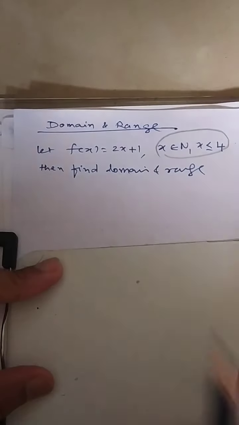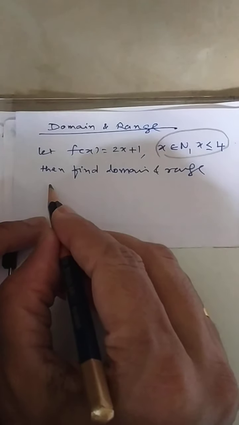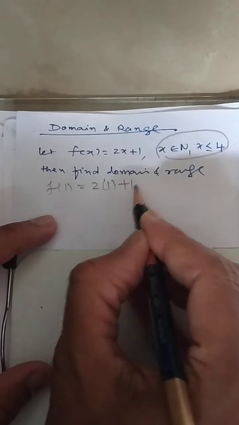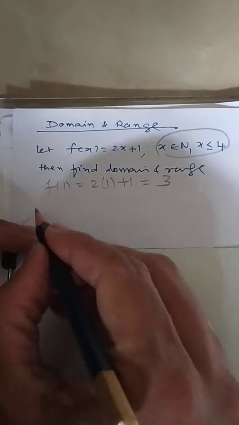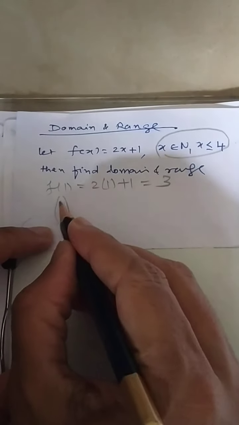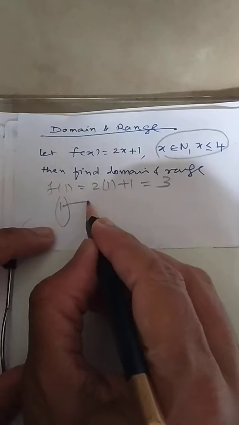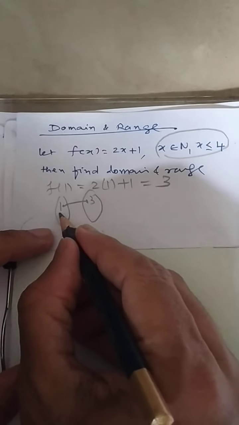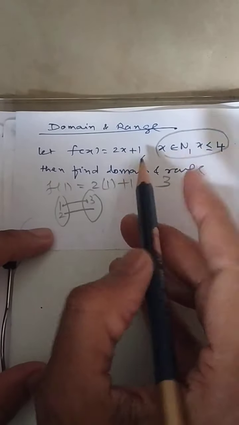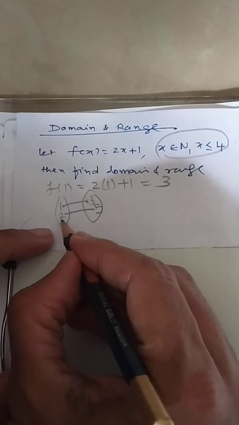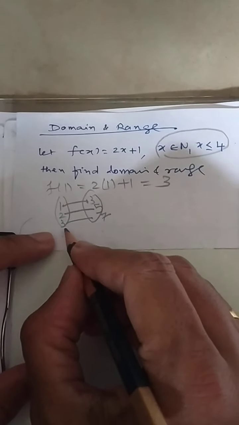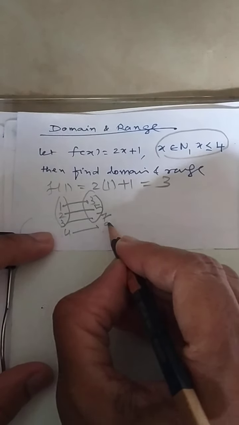So what I am doing is replacing x, that means f of 1. That means 2 times 1 plus 1. I am getting 3. So 1 will start and it will reach 3. If you start with 2, you will reach 5. If you start with 3, then it will be 7. If you start with 4, it will be 9.